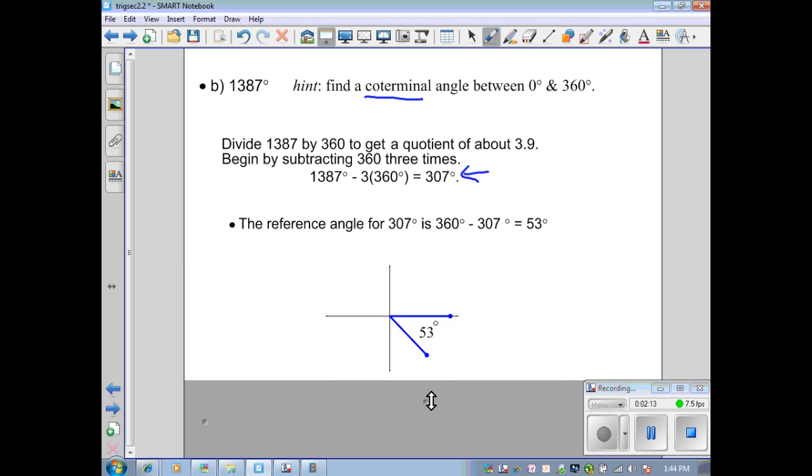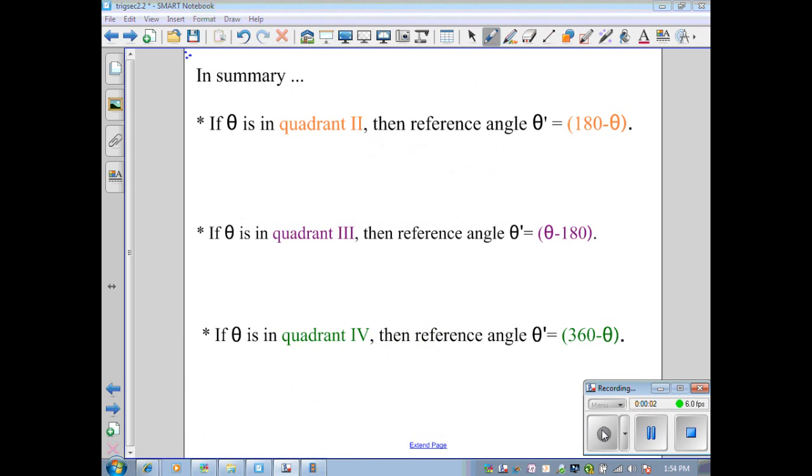And here is a diagram of this example. We know 1387 is going to give us almost 4 revolutions. But when I find the coterminal angle, it eventually will end up from the initial side on the x-axis to that position in quadrant 4. But my reference angle is going to be from my x-axis to the terminal side, and that will be 53 degrees. Our next slide gives us rules for actually finding reference angles in different quadrants.